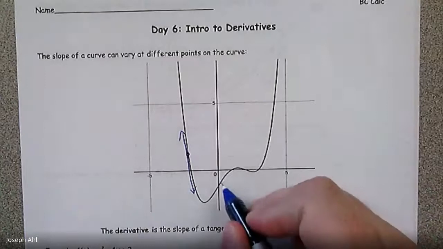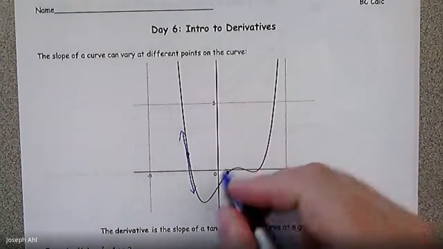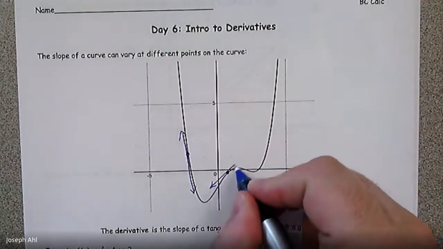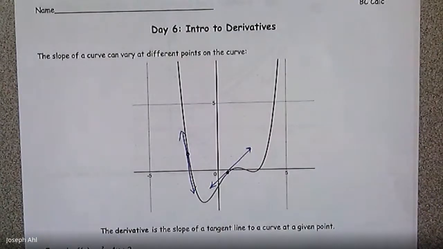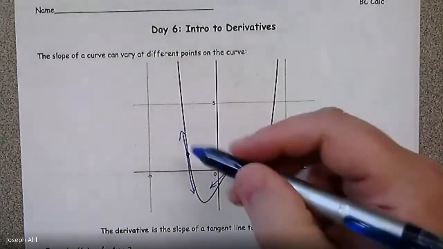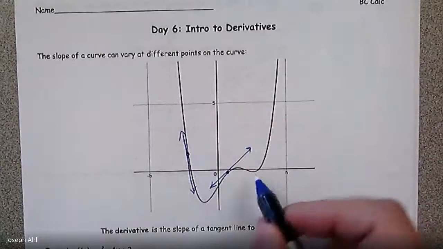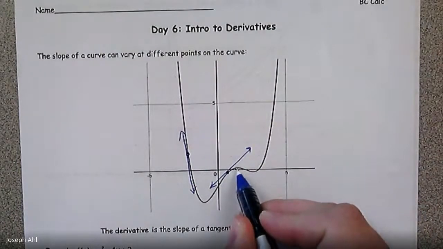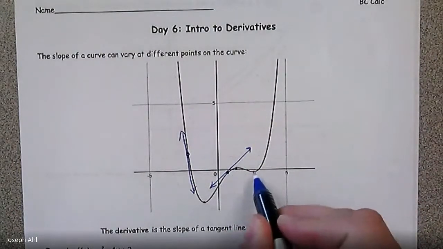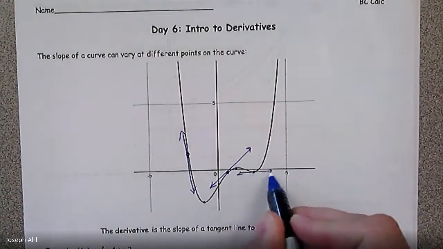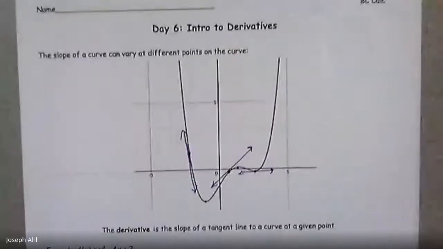But meanwhile, if I pick this point right here, the slope of the curve at that point is certainly positive, and it's less steep than this point was over here. And I could probably even identify a few locations where the slope at a certain point would equal 0 and have no slope at all.